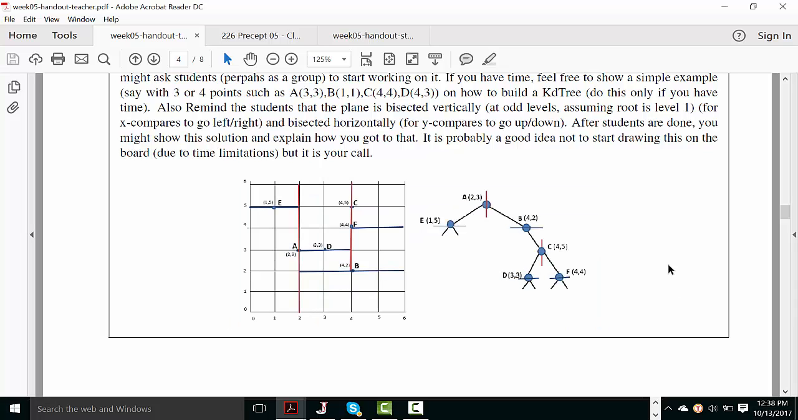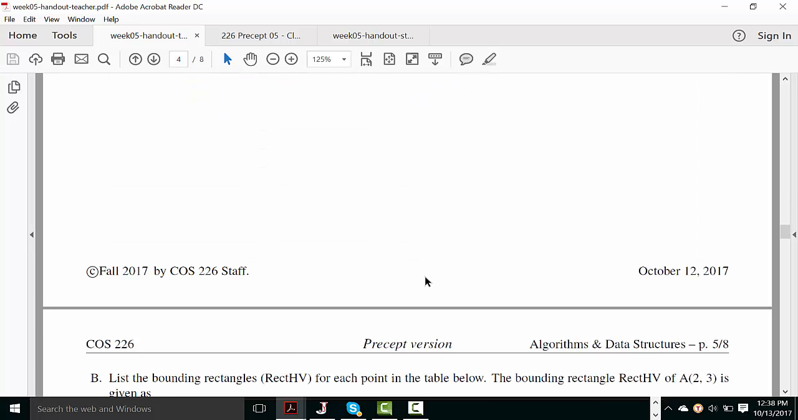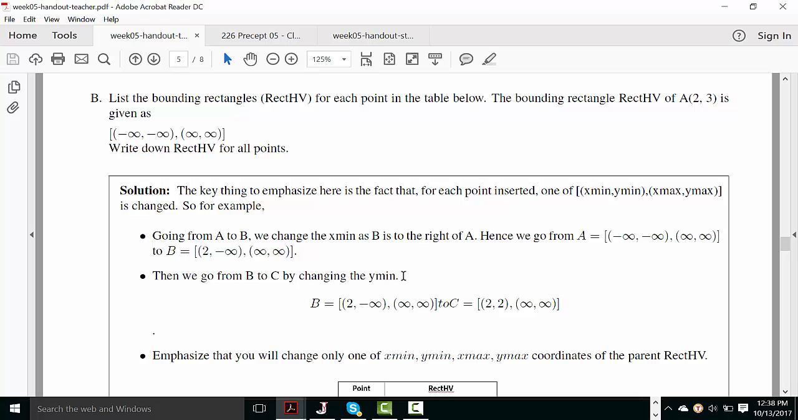Now from a programming perspective, how would you do that? How would you go about doing it? So from a programming perspective, if you're trying to determine the bounding boxes, there are a few things that are important. Like for example, we inserted A, so we know the bounding box of A is this entire plane. Now, then we go from A to B, and then B is to the right of A. If it's to the right of A, we change the x-min.